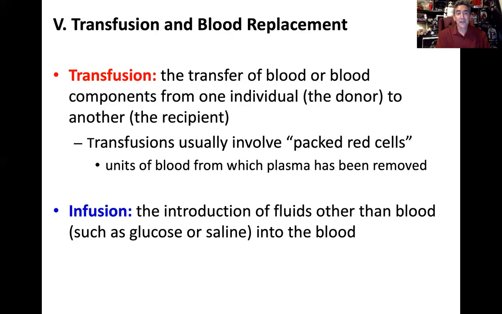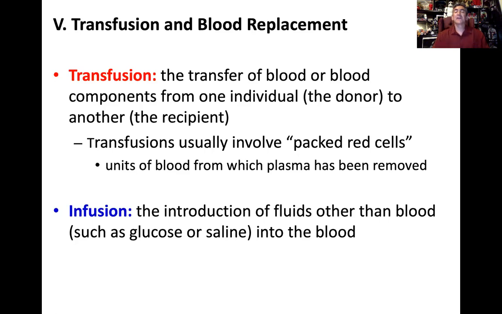So a transfusion is defined as a transfer of blood or blood components from one individual, the donor, to another, the recipient. So we're transferring blood or blood components. Usually they involve the packed red cells. So when you do a transfusion, you're typically only giving the recipient the red cells, right? They remove some of the plasma and the serum, that kind of stuff.